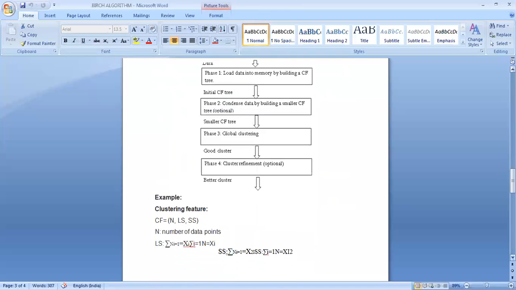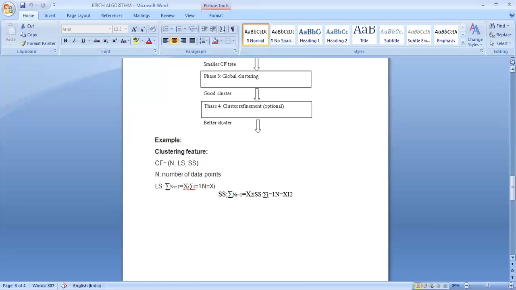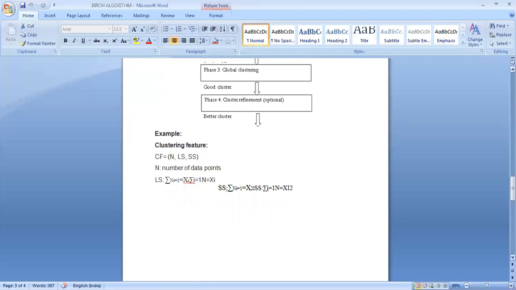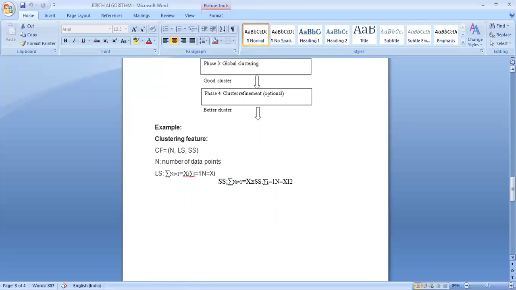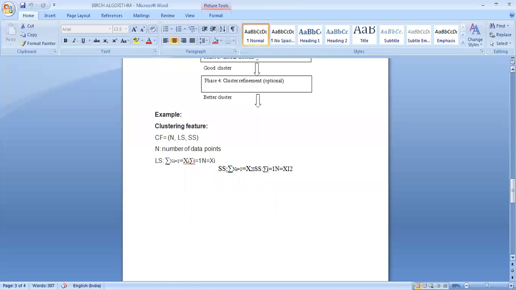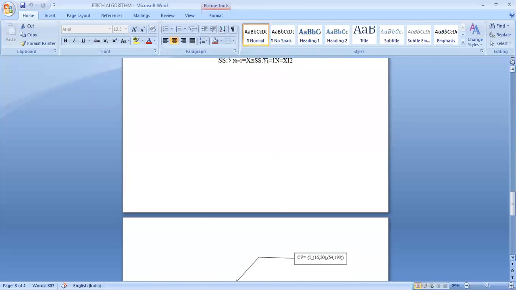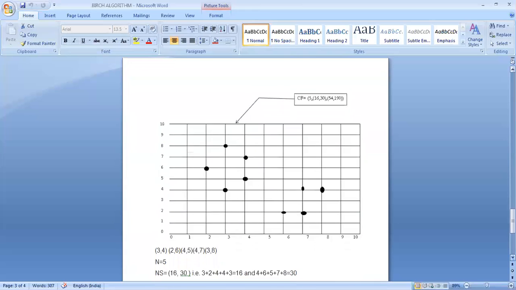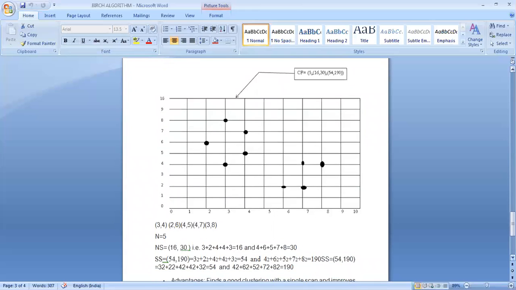After this, I have told you that every internal node and root node stores three types of variables, the clustering features, that are used to label the cluster. They hold three variables: N, LS, SS. I have already explained that LS is the linear sum, SS is the squared sum, and N is the number of points. Here we can see a graph in which there are 5 points with coordinates (3,4), (2,6), (4,5), (4,7), and (3,8). So there are 5 points, so N equals 5.